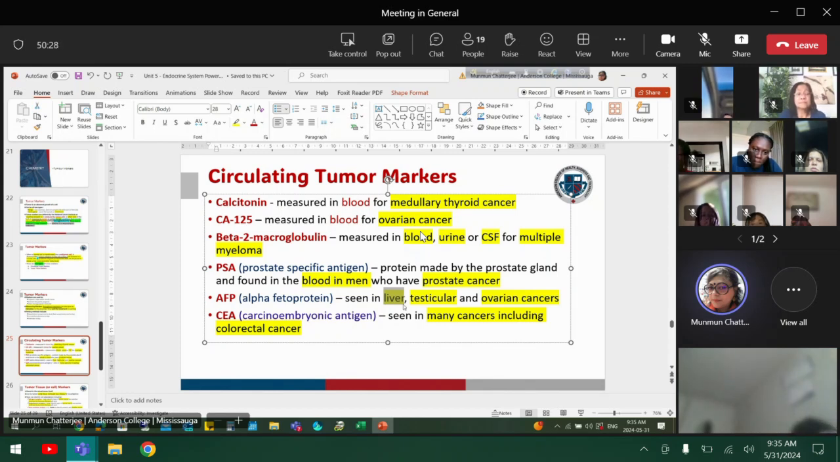And CEA, carcinoembryonic antigen. It's for colorectal cancer in the digestive system. When any colorectal cancer is suspected, they generally use the test for CEA. Guys, you have to remember, especially a couple of them: calcitonin, CA125, PSA, CEA. You have to remember which is responsible for which cancer, okay? So this is interesting to know also. I know you guys will do that.